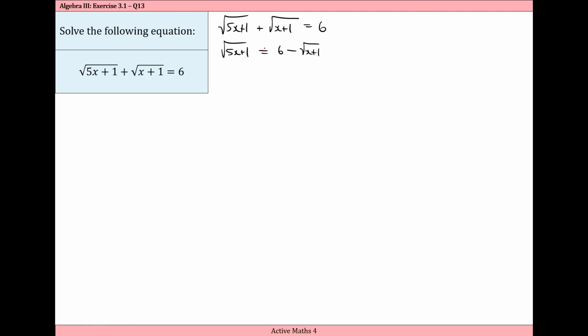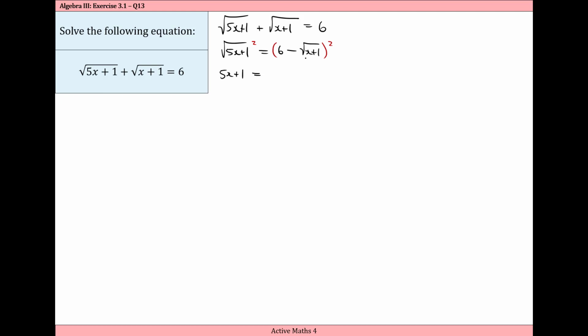Now squaring both sides is fine for the left hand side, but for the right hand side we just have to make sure to put that in a bracket before we square it. So squaring the left hand side, if we square a square root, we just get the terms underneath that square root, so that's 5x plus 1.